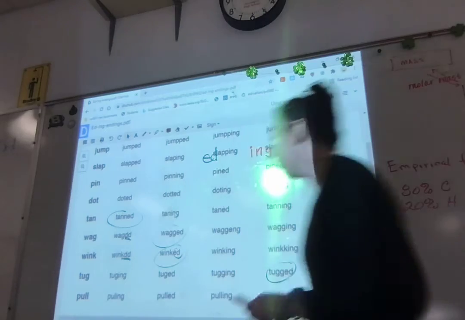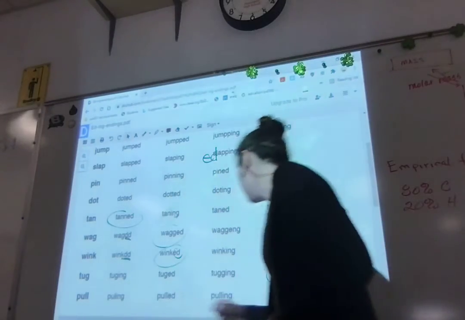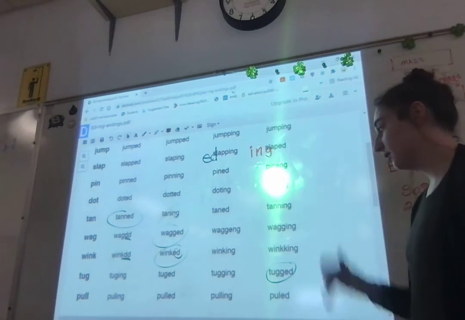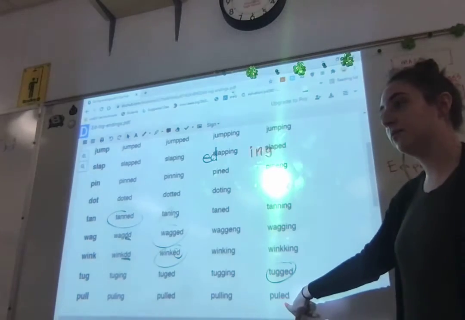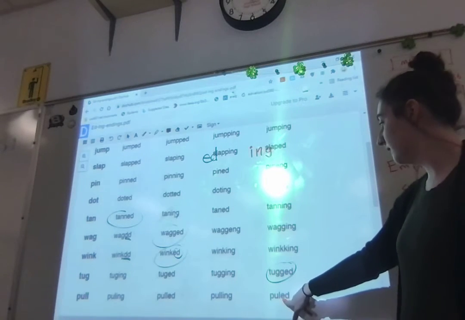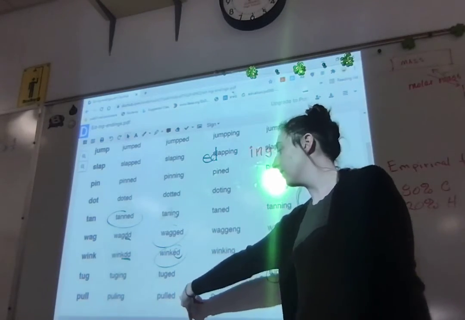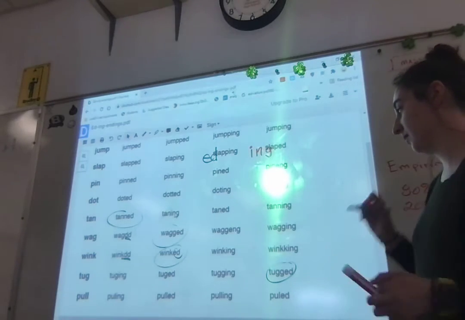So now we have pole. So again, we're doing our ed ending. Are we doing column 2 or column 4? Column 2. What is this word? Pulled. But isn't this word also pulled? Yes. So why is it not this one? Because it only has one O. So it only changed the spelling. Okay.